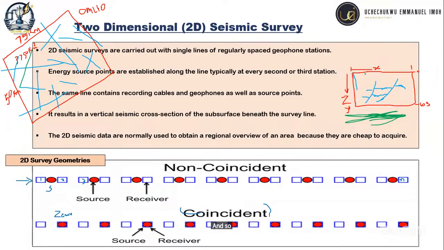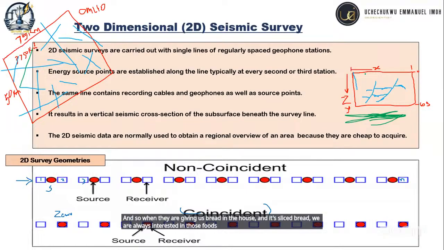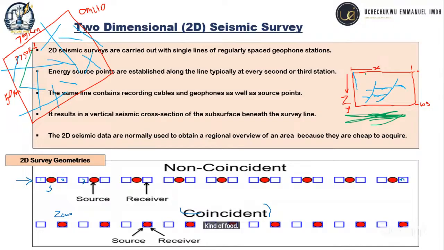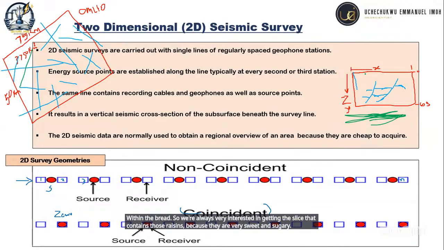And so when they gave us bread in the house and it's sliced bread, we were always interested in those fruits within the bread. They are small-sized fruits. They call them raisins or something within the bread. So we were always very interested in getting the slice that contains those raisins because they are very sweet and sugary. Imagine that those raisins within the loaf of bread are not everywhere in the bread. They are scattered within the bread, so they are scarce. So any slice of the bread that contains the raisin is a treasure to you, as for me then as a child.